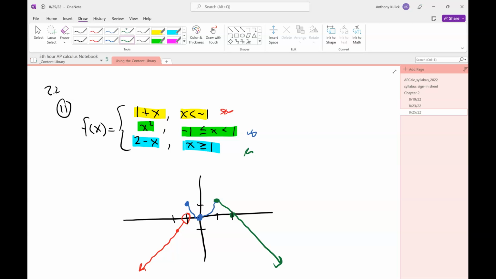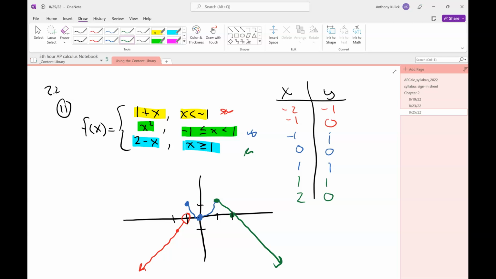Is everybody okay with how I constructed the graph there? So we're finding the y values by plugging in the x values? Yeah. So I'm making just like an XY table. For the red, I did -2 and -1, which gave me -1 and 0. And then for the blue, I did -1, 0, and 1. And then for the green, we plugged in 1 and 2, which gave me 1 and 0. Does that feel okay?